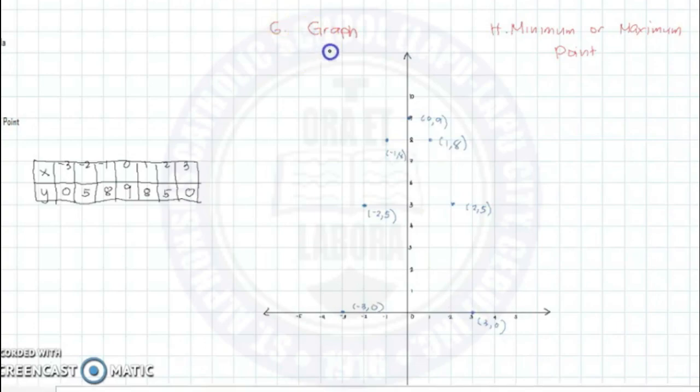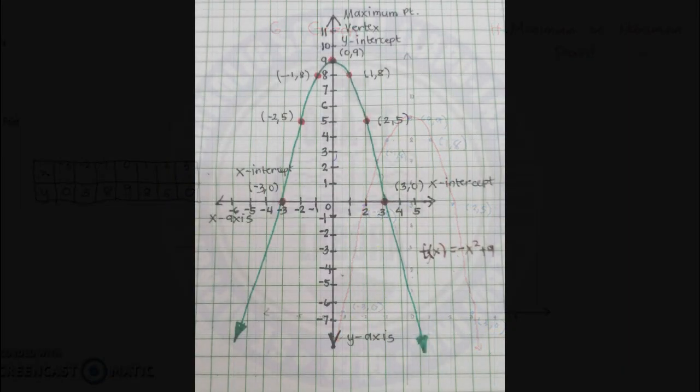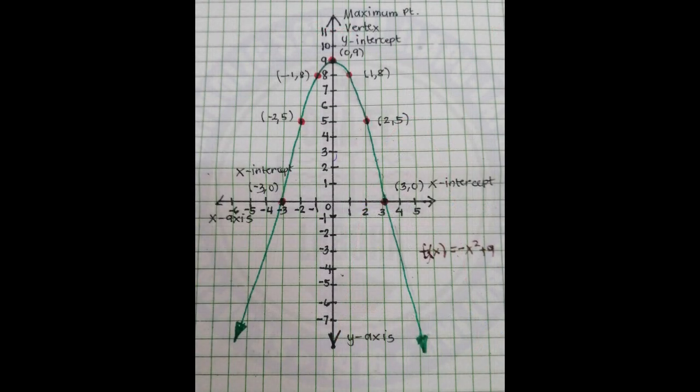After plotting all the points, class, we need to connect all of them using the parabola. So we're going to graph now and connect all the points. Please bear with my parabola, but I know you can make a better parabola than me. So make sure it is as accurate as possible. Okay, so this is now our parabola. And don't forget to write arrowheads in both ends.